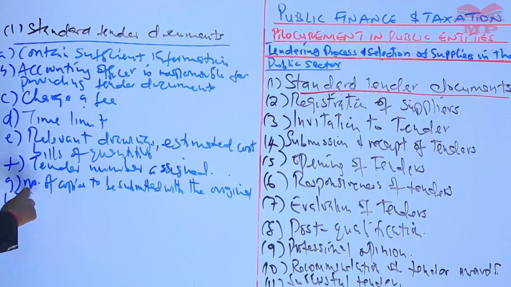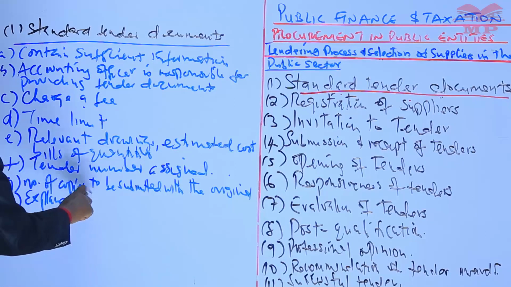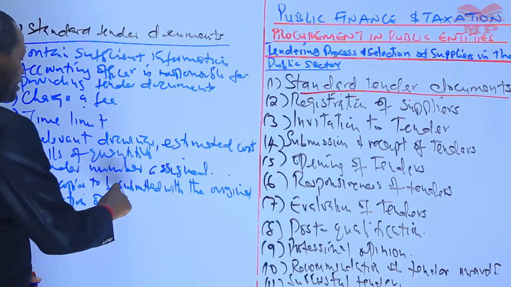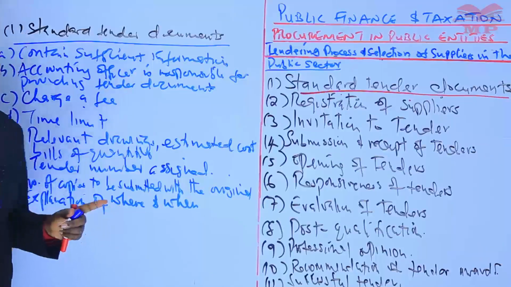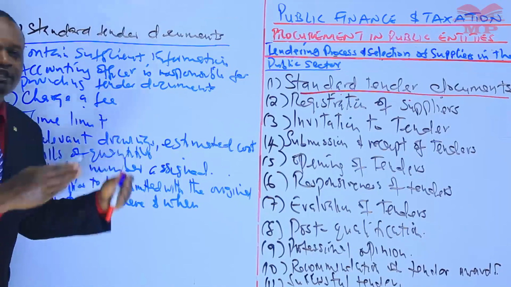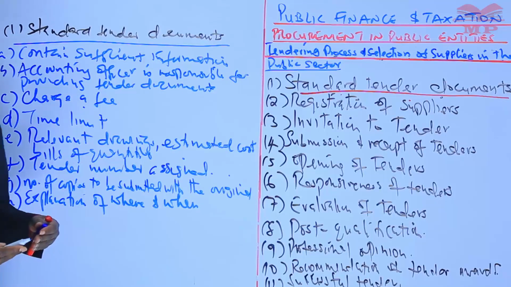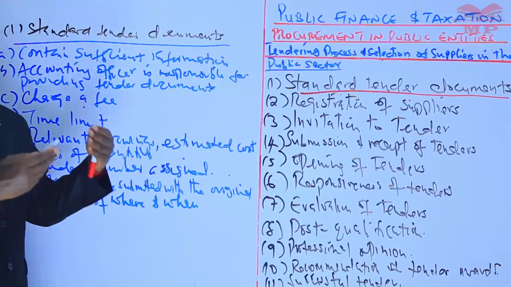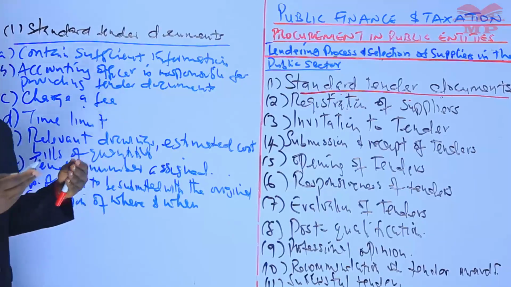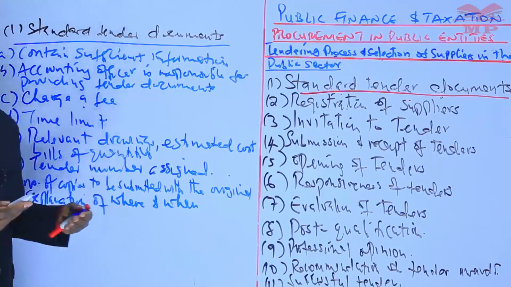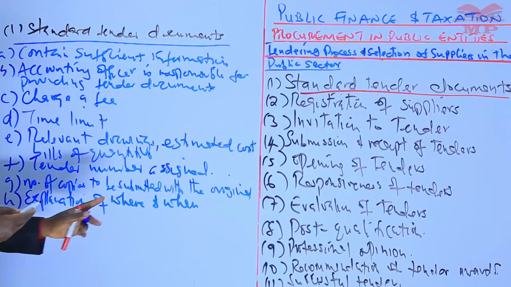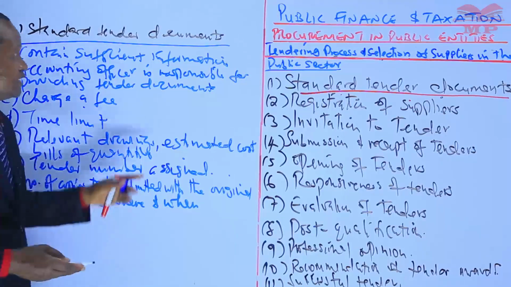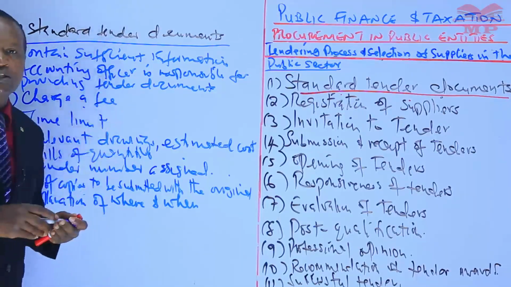Another point is an explanation. The documents should explain where and when tenders shall be submitted. There ought to be a statement that the tenders will be opened immediately after the deadline for submitting them, and an explanation of where the tenders will be opened. Where and when. That should be clear in the standard tender documents.